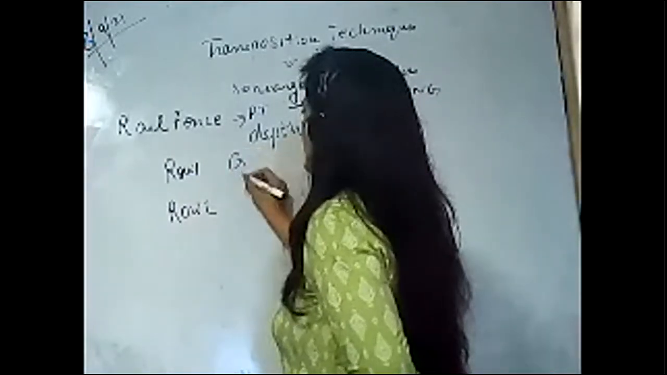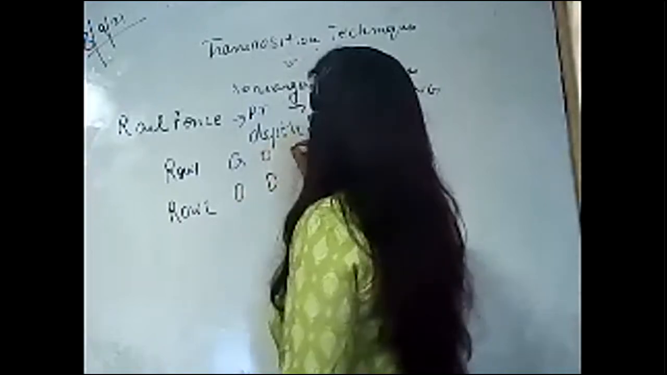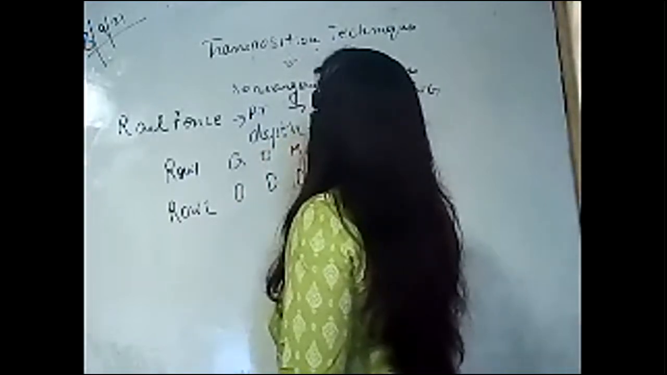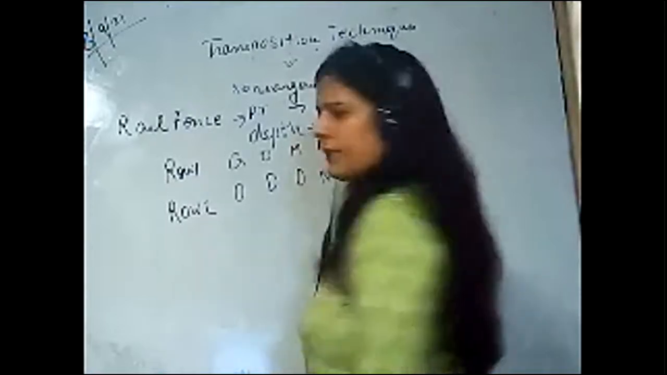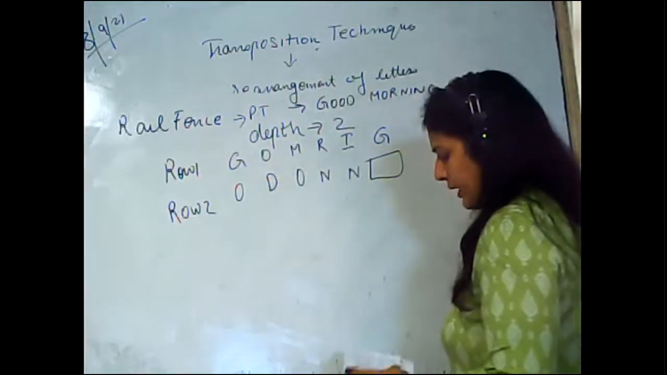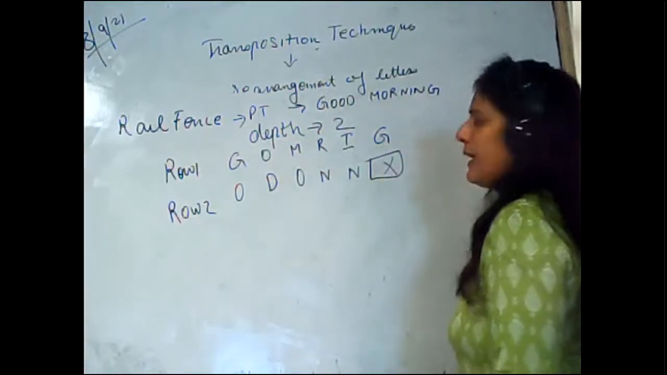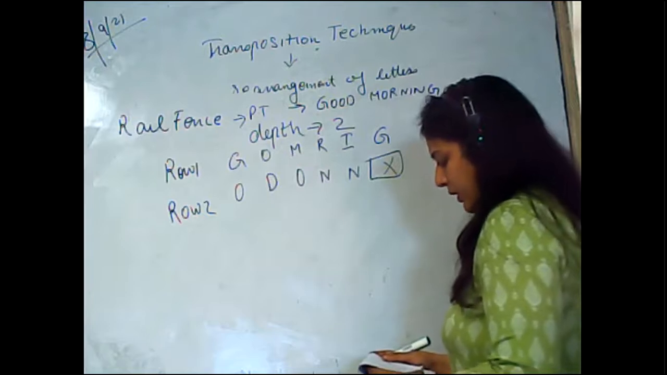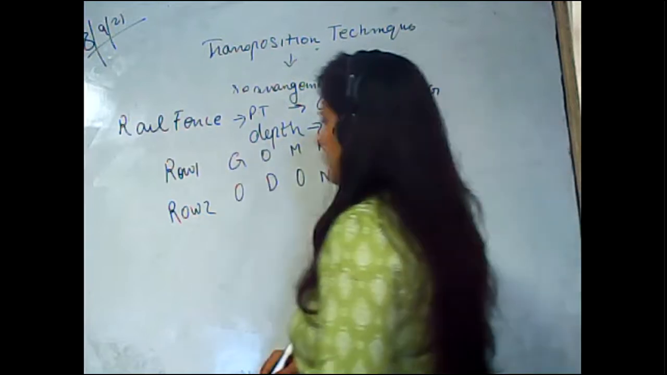Good. Now the first part is GOOD, so I will fill it like this. And then we have MORNING. Now we are left with one empty element, so we have to fill this element also, and we will add the X part. So this is the X part we are having.